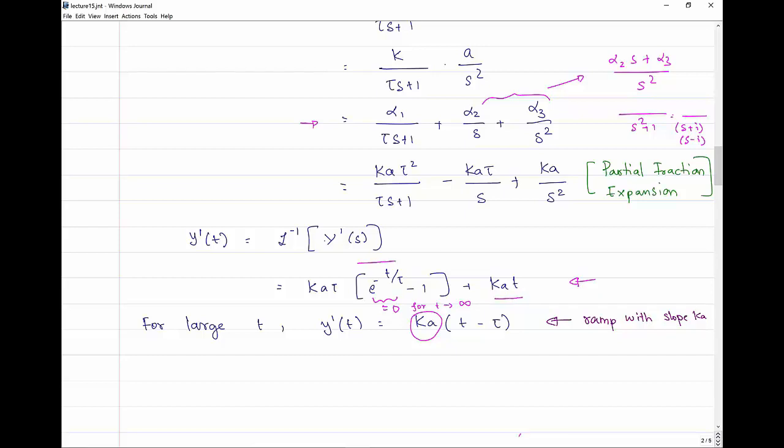For large values of t, obviously, you can take the limit of y prime t as t goes to infinity, and you will notice that for large values of t, y of t is a linear function of time. In other words, eventually, as t goes to infinity, the output will also approach another ramp with a different slope. And the slope of that ramp is going to be k times a.